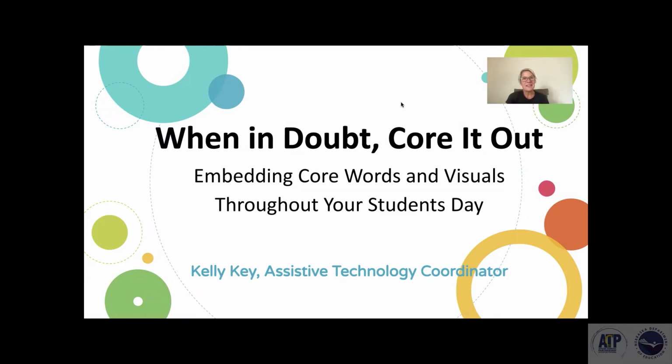I am excited to share with you some more information about core vocabulary, and this one is titled, When in Doubt, Core It Out: Embedding Core Words and Visuals Throughout Your Student's Day.